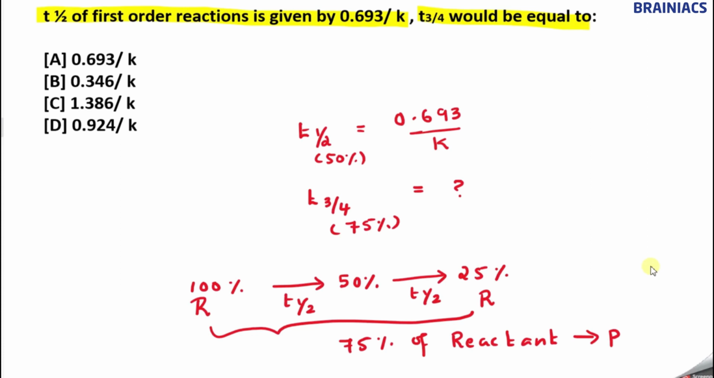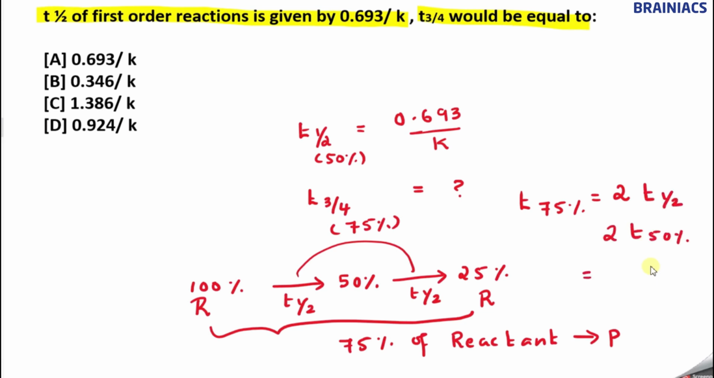Now you know that initially 100% was there. Now 75% of the reactant is getting reacted. So how many t half has it taken? You could see here 2 t half is taken. So we can conclude the formula saying that t 75% is nothing but 2 times t half, or 2 times t 50 percentage, correct?